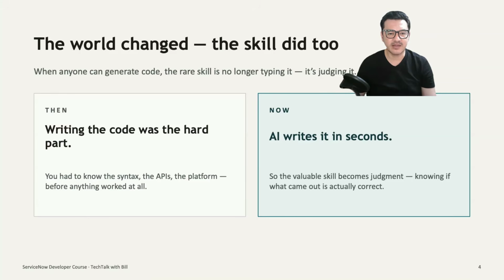And that is basically walking backwards. When anyone can generate code, the valuable skill is no longer typing it. It is judging it, knowing whether what has been generated is actually correct. And that judgment is the one thing AI cannot hand you. It is still a skill that you have to earn, build, and learn.